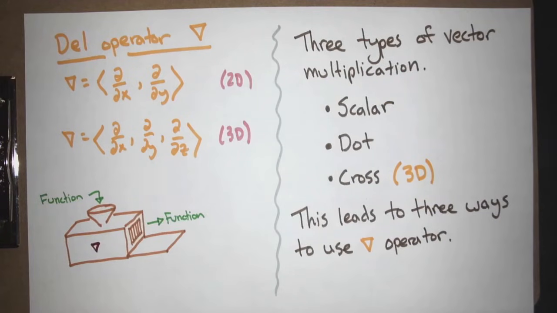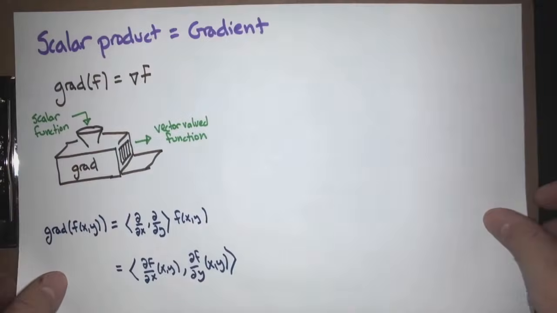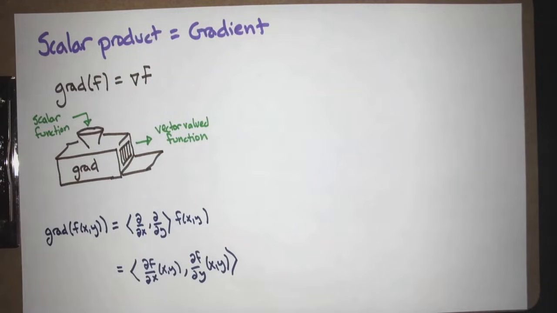All right, so because there are 3 types of vector multiplication, there are 3 ways we can use our del operator. So let's go through them. Number 1, the scalar product. That's the one we already know. That's the gradient. So the gradient of f is scalar multiplication. We're taking our del operator times f. You take your scalar function in, you get a vector valued function out.